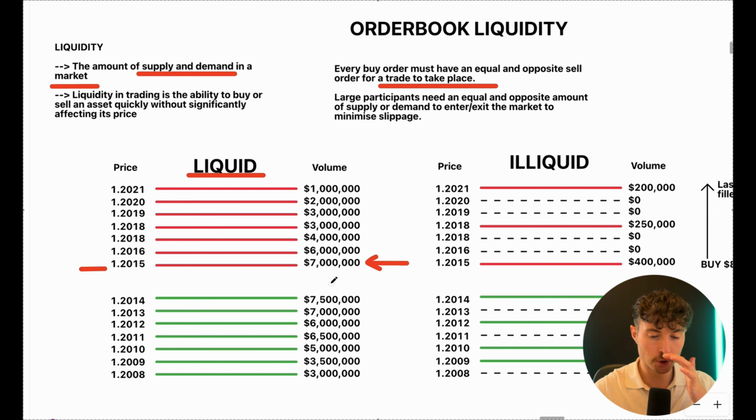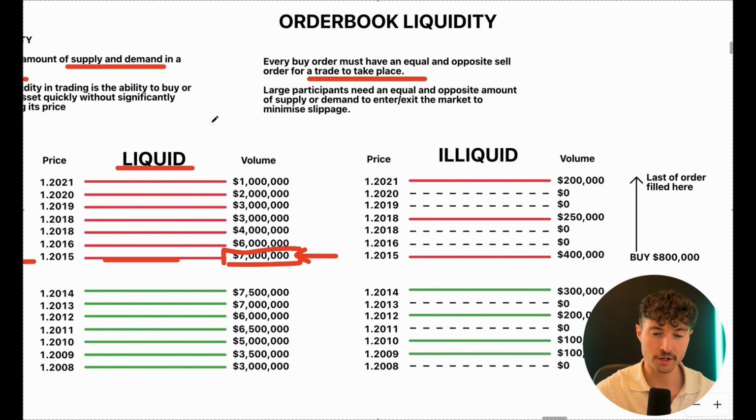So imagine that you are a large institution or a large entity. Well, you can easily position into a liquid market because there's enough volume, there's enough people on the other side of the trade so that you can fill your orders. But the problem is that large participants need equal and opposite amounts of supply and demand in order to exit and enter in order to minimize slippage.